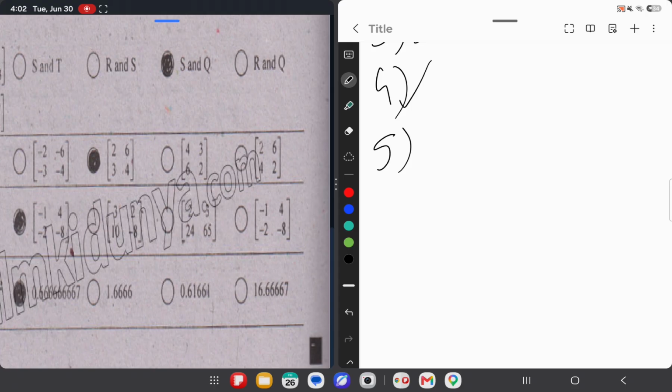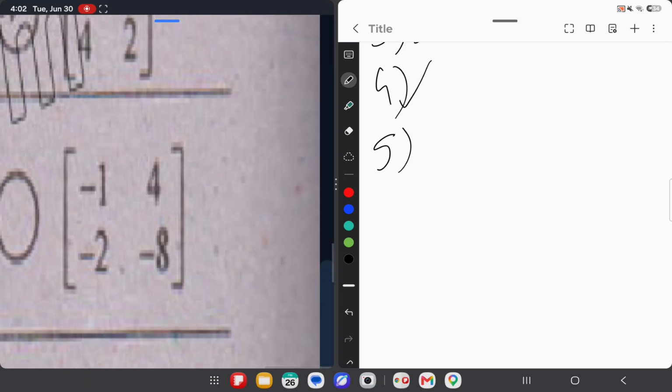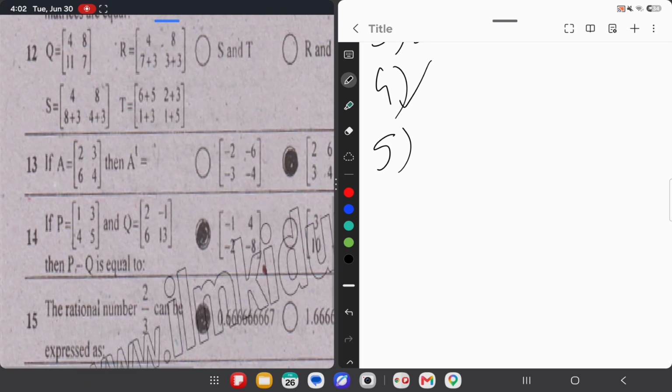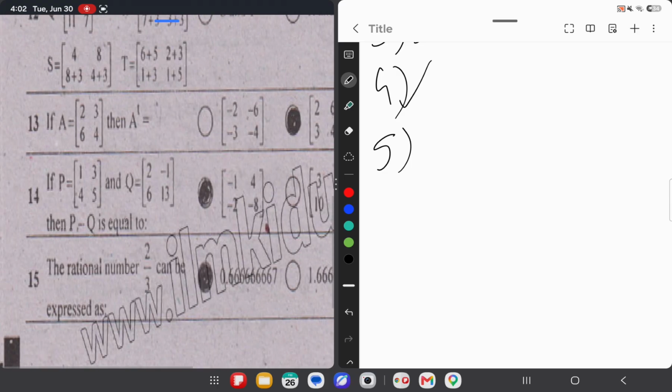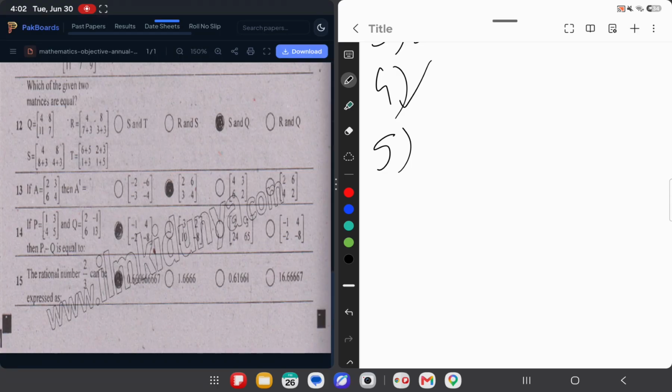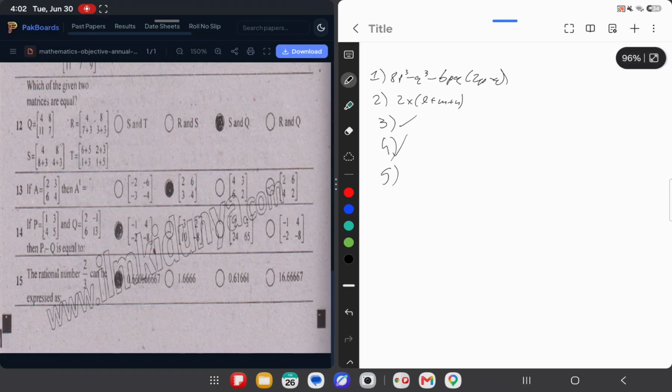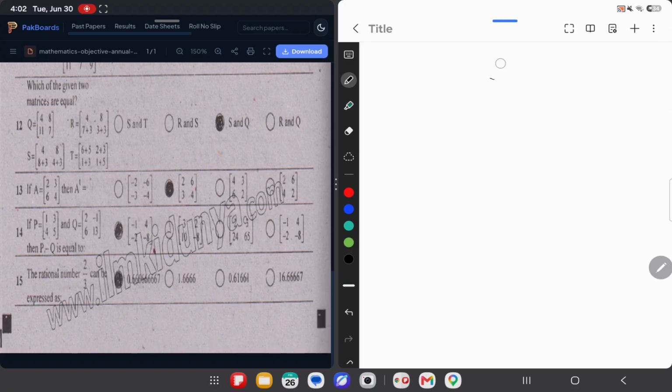Excuse me, sir. The rational number 2/3 can be expressed as repeating sixes. Nice. And under 20 minutes. I wish I went this in detail. But yeah, this is like obvious.